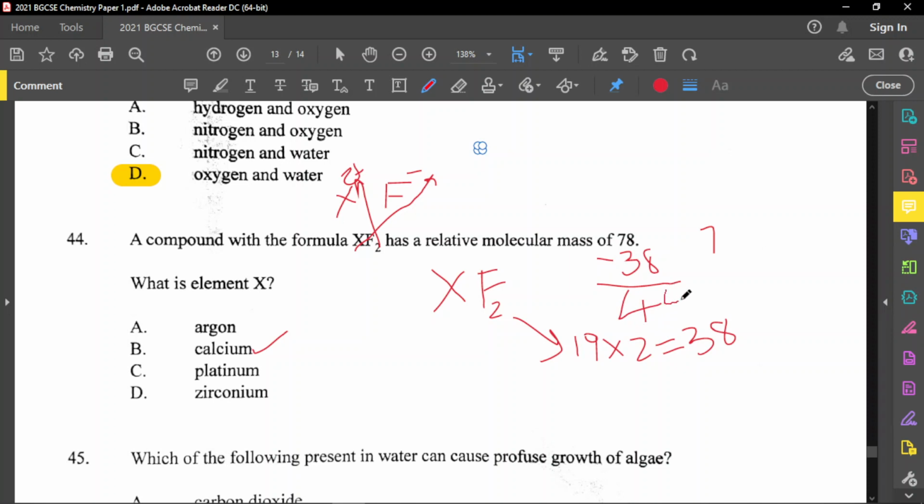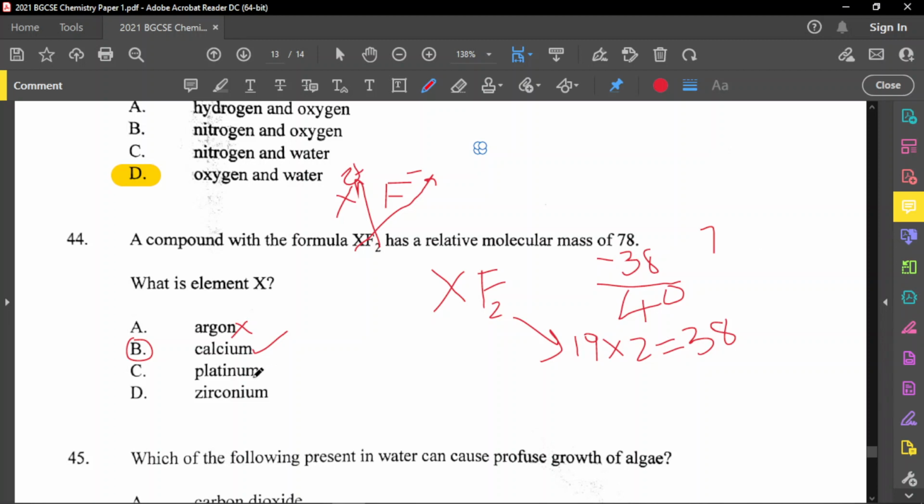Which of these elements has a mass number of 40? Calcium has a mass number of 40. Argon technically has a mass number of 40 because it's 39.9, right? So both of them have a mass number of 40. But as I said before, argon cannot react because it is a noble gas. So by 2 ways, we realize that our answer here is actually calcium, by doing the back crisscross, or doing the mass number way. All right, so the remaining mass will be for X, because if F2 is 38, the remaining mass must be for X. And so calcium is your answer right here.